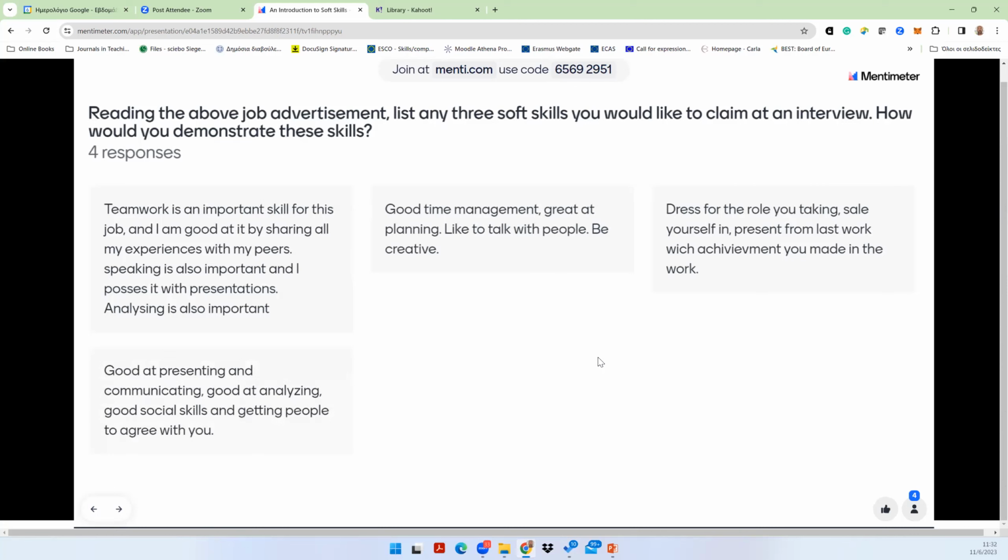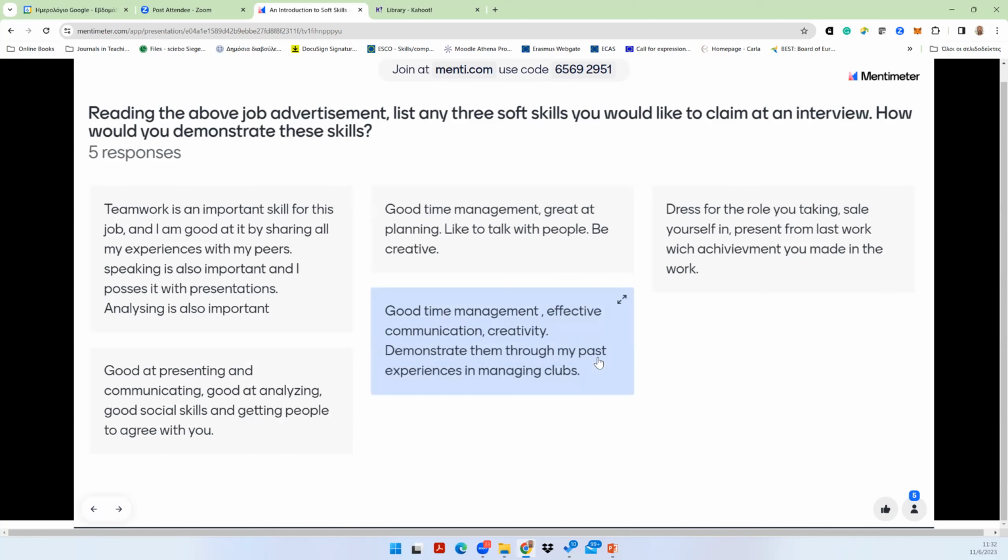Another answer we have here, very important regarding the exercise: dress the role you're taking. Sell yourself, present your last work with the achievements you made. Yes, it is true that your resume includes your achievements related to the previous position, and more details will be provided when we do the interview skills. But be careful, I'm not using the word CV. I'm using the term resume. And a resume should be tailored and should match each vacancy. So probably you should prepare different resumes for different job vacancies, okay?